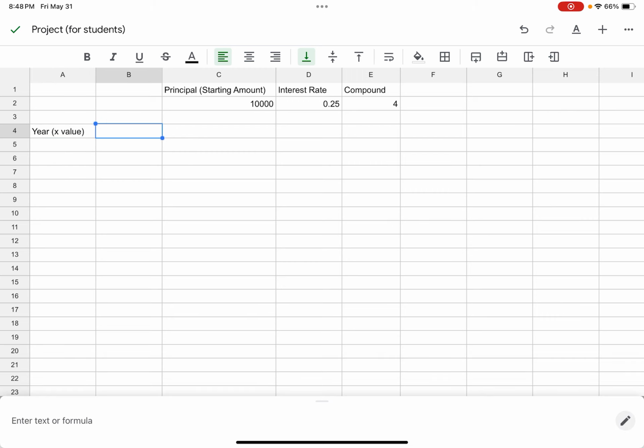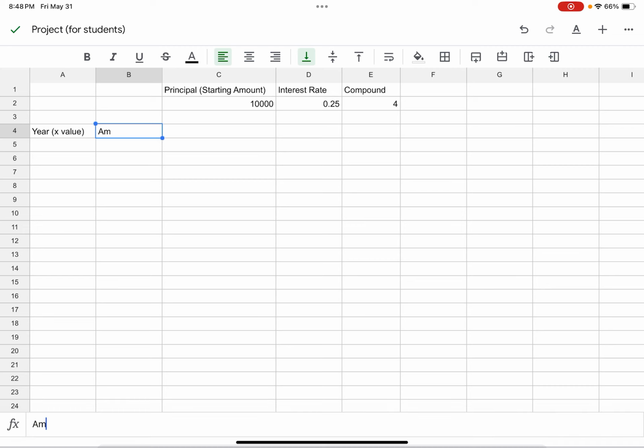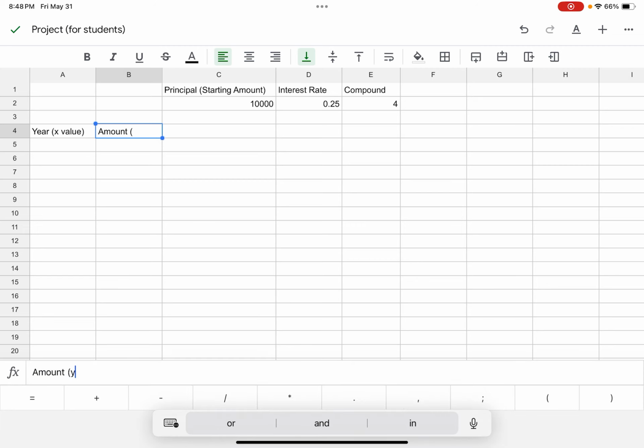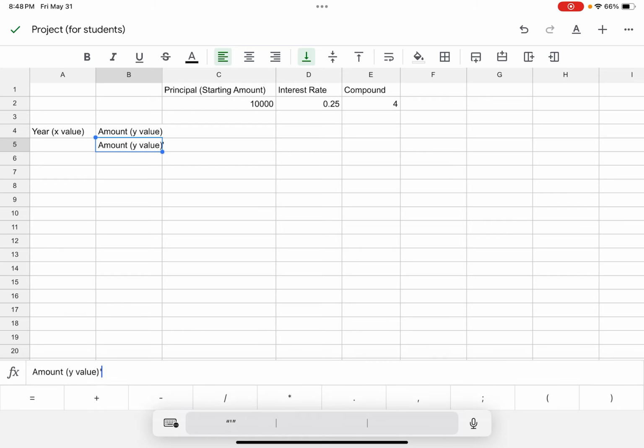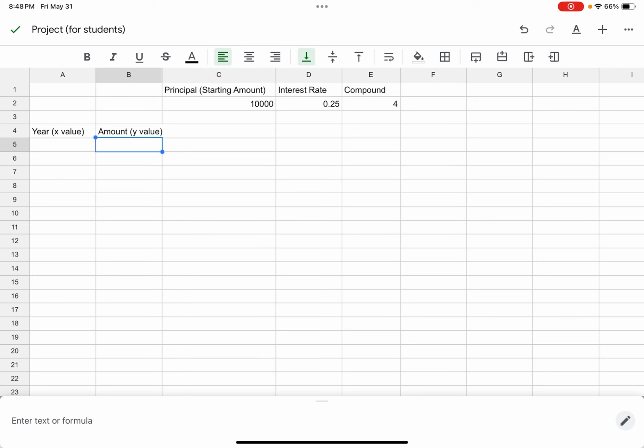My formula was A of t. T was the years. There's my x value. The A was the amount. That was my y value.